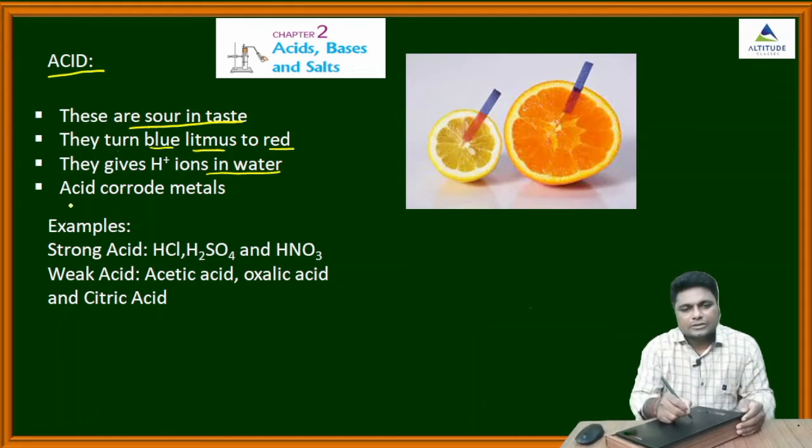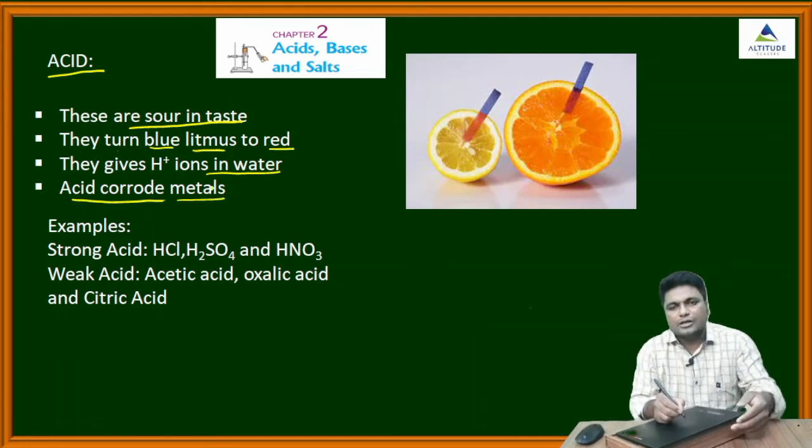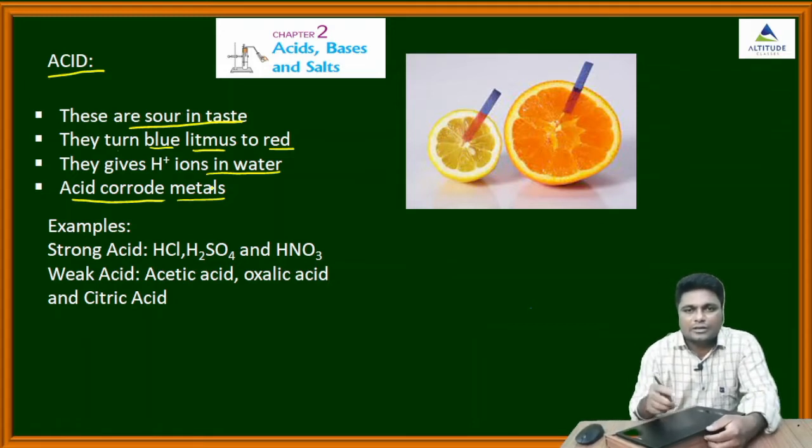And acids corrode metals. Normally, when metals contact acid, the metal undergoes corrosion. That is called rusting of metals. That's why our parents will not store pickles in a steel container. Why? Because that steel container's metal will react with the acid, and our pickle will decompose.